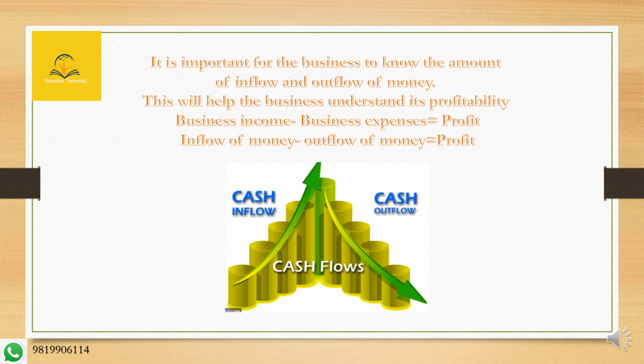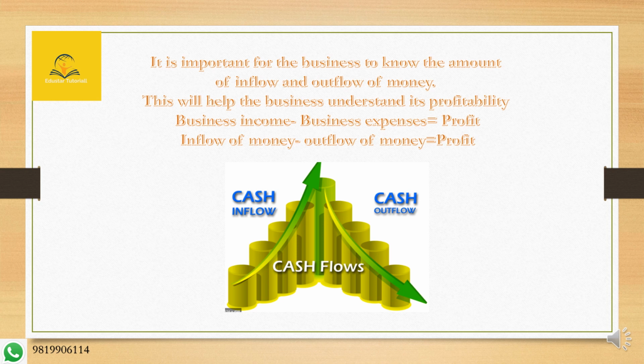Business income less business expenses equals profit. Inflow of money less outflow of money is equal to profit. This is the concept that we have studied in school, that is cost price. The cost price, as we just discussed, is the expense that is incurred by the business owner in running the business and sourcing his raw material or his goods that he wishes to sell. Then he will add a certain profit to this and sell it to the end customer. So cost price plus profit is equal to selling price, and selling price minus cost price is equal to profit. So business income less business expenses is equal to profit.